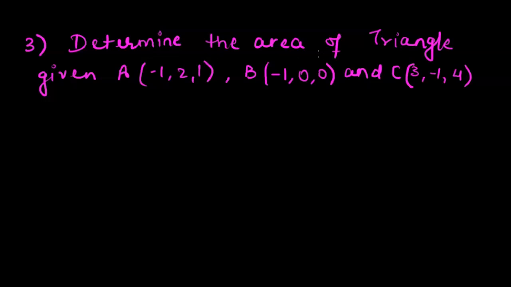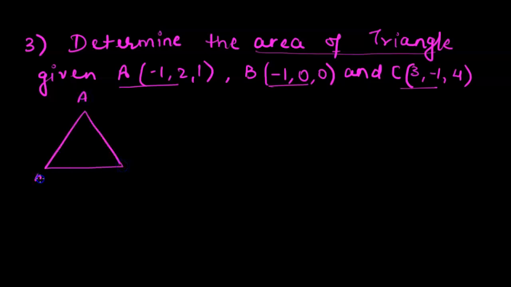Next question is, determine the area of a triangle if we are given points A, B, and C. These are the 3 points that form the triangle. We know area of a triangle is the cross product of the vectors, but first we have to create the vectors because we're just given the points. So let's say we make this into a triangle. We're given point A, point B, and point C. Let's find out vector AB.